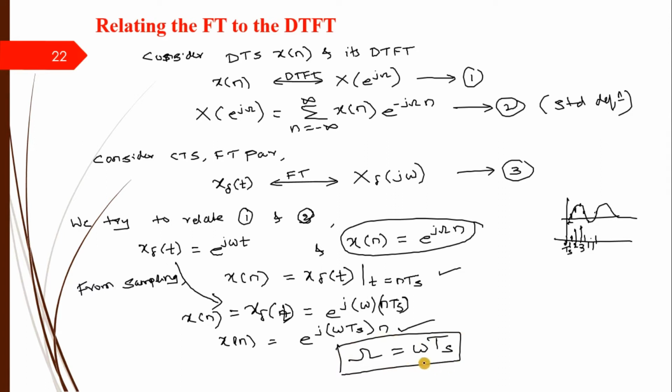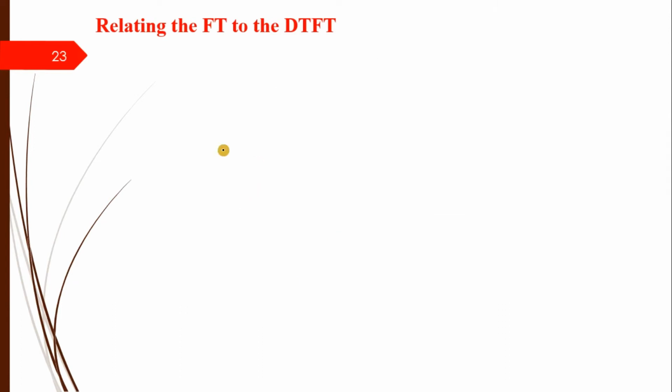So with this, what I conclude is, if x delta of t and x of n can be related, then similarly capital X of delta j omega can be related with capital X of e raised to j omega. This is the discrete time Fourier transform with a small change, that is substituting capital omega with small omega ts. This suffices the need. This is what I wanted to derive.